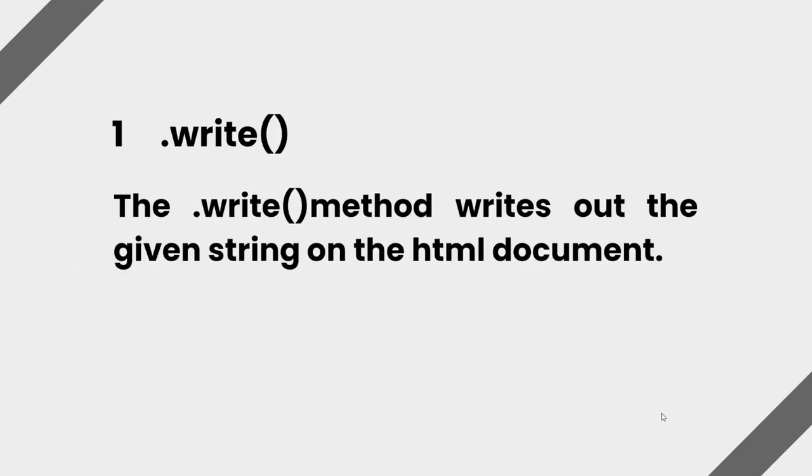So for the first method, the dot write method, the dot write method writes out the given string on the HTML document. Now, this particular method necessarily doesn't only write strings. You can actually assign a variable name, an identifier, a function name, whatever identifier you have, you can output it through the document.write. It's just basically used generally for outputting, and I believe we all know about this method already.